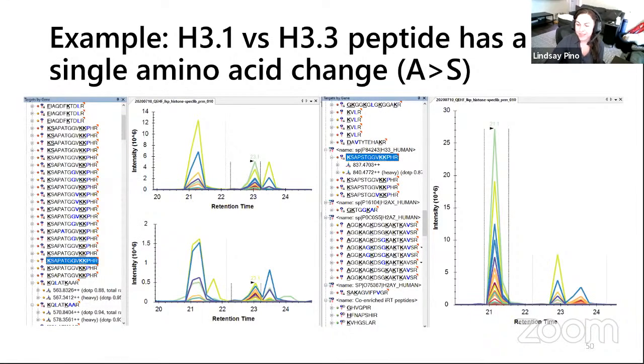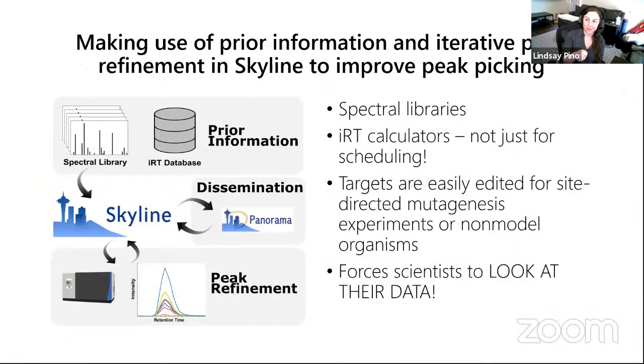Some of the work that we've done is using Skyline and using this idea of prior information, using things like spectral libraries, using things like IRT calculators to process our data and look at our data, so that we can be more convinced that what we're measuring and what we're reporting is correct.